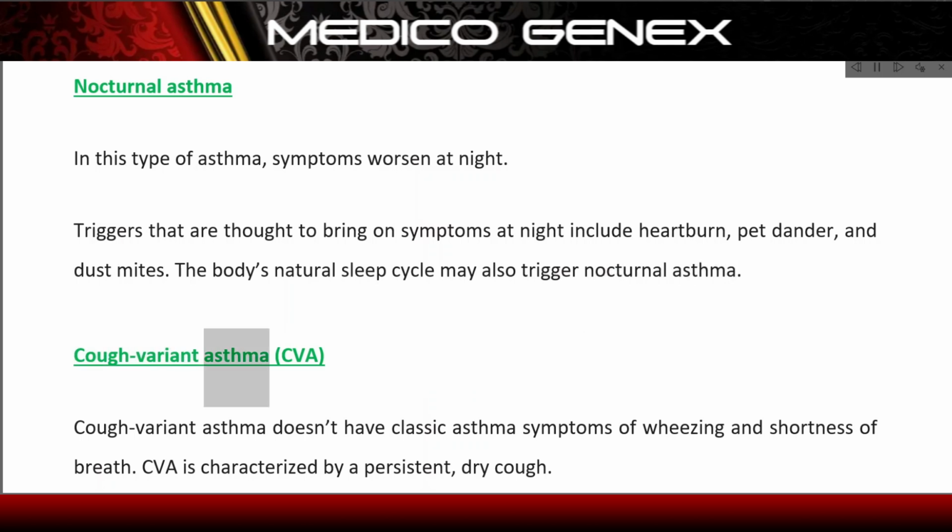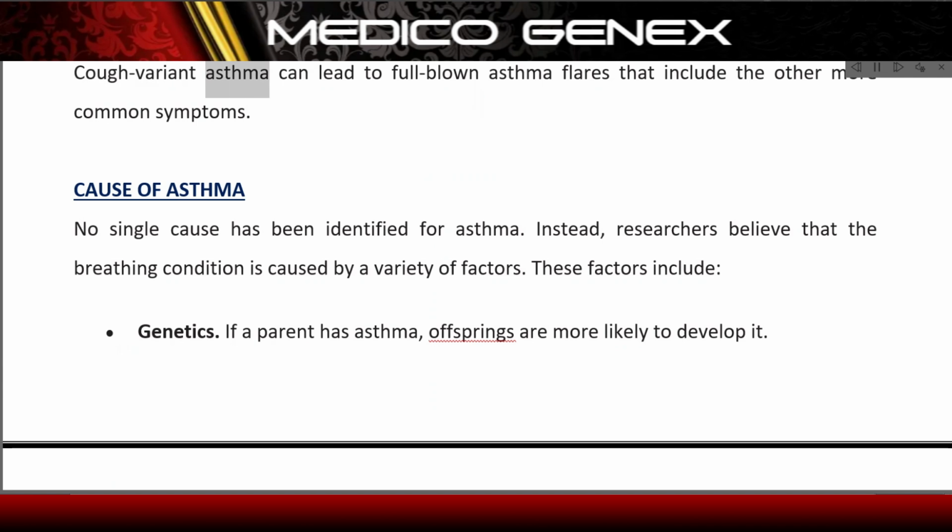Cough variant asthma, CVA. Cough variant asthma doesn't have the classic asthma symptoms of wheezing and shortness of breath. CVA is characterized by a persistent, dry cough. Cough variant asthma can lead to full-blown asthma flares that include the other more common symptoms.